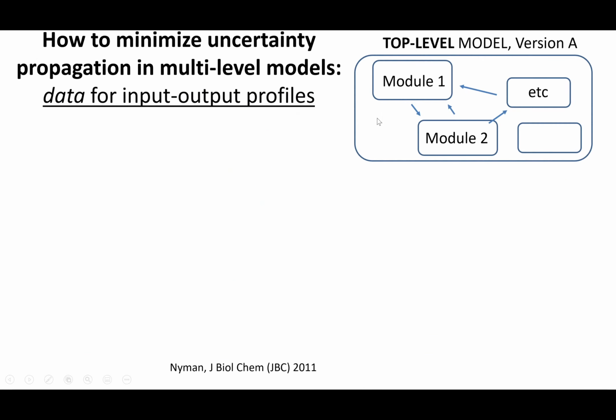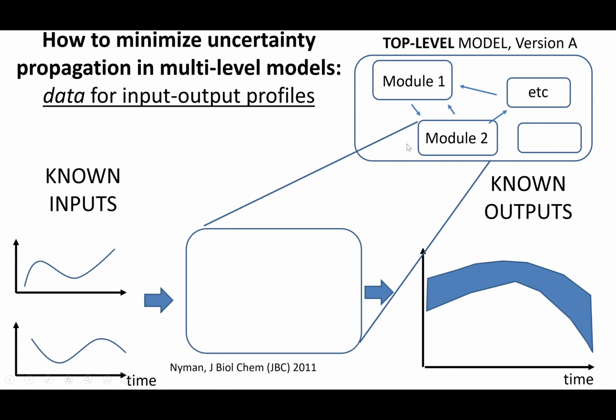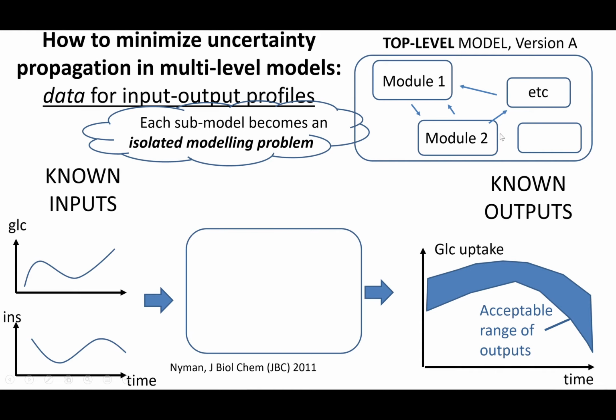For the translation into multi-level module-based models, what you should do is to find modules where you have known inputs and outputs, and where you have outputs within a range. So this is the acceptable uncertainty range. And this can be, for instance, if you have arteriovenous difference data, or if you just have simulations from the top level model, and you know that as long as the input to the model gives this output, then it will work together. Then each submodel becomes an isolated modeling problem, and you can really prevent propagation of error between the models, and you can have a lower uncertainty of the multi-level model.